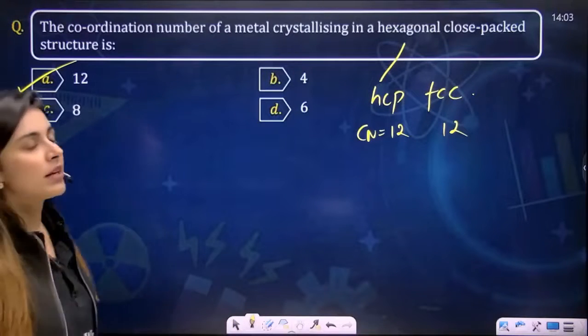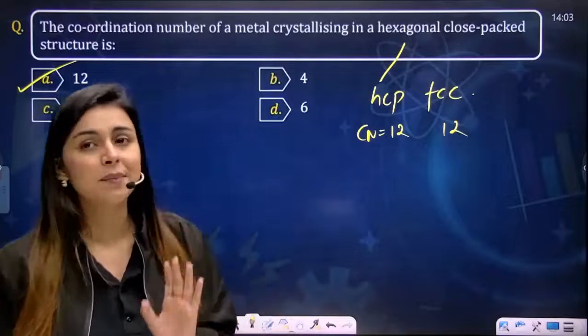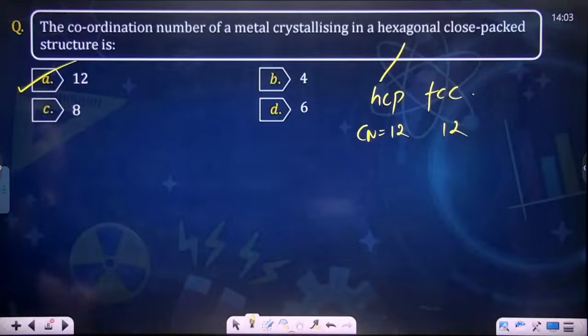I hope you're clear with this. This was the easiest question and the direct question that could be asked, right? Yes, perfect. Please write it down and then we'll move forward.